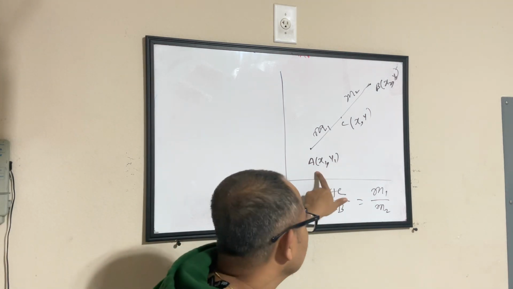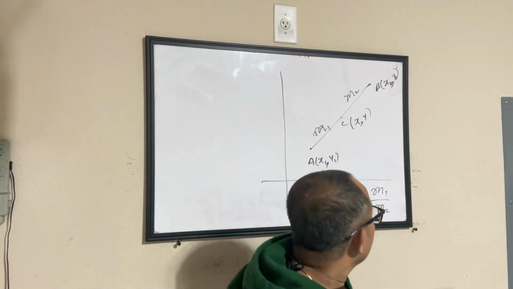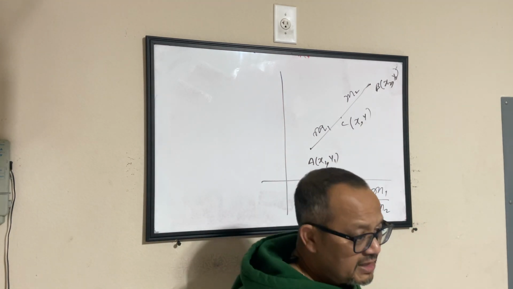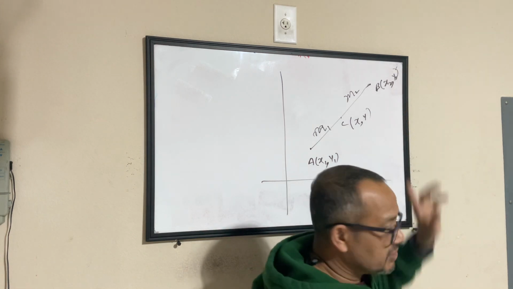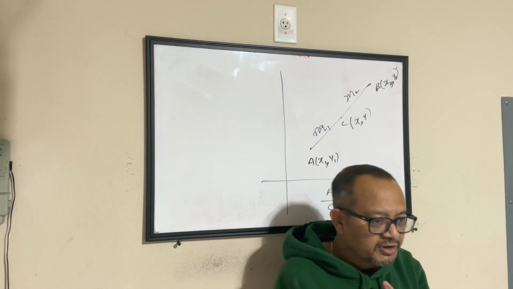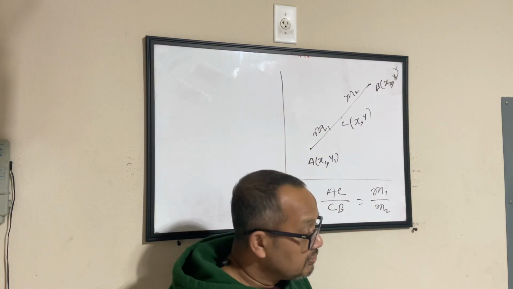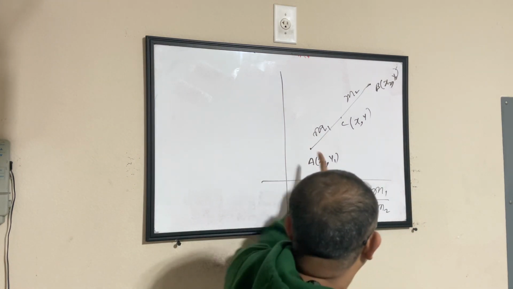Any point will have x and y coordinates, right? We have x and y coordinates as x1, y1. Another point B has coordinates x2, y2. Every point has to have x and y coordinate values, right? That's how you locate any point in the coordinate plane. Now, you join A and B.